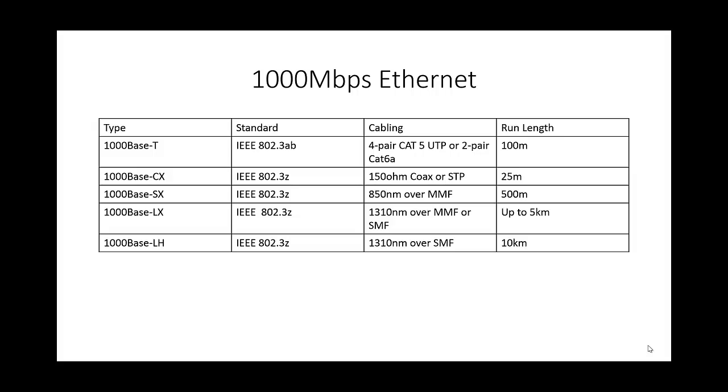Finally, you've got 1000BASE-LH, which stands for long haul fibre. This uses long wavelength infrared radiation in single mode fibre optic cabling, but uses improvements in the detection equipment to achieve run lengths of up to 10 kilometers.